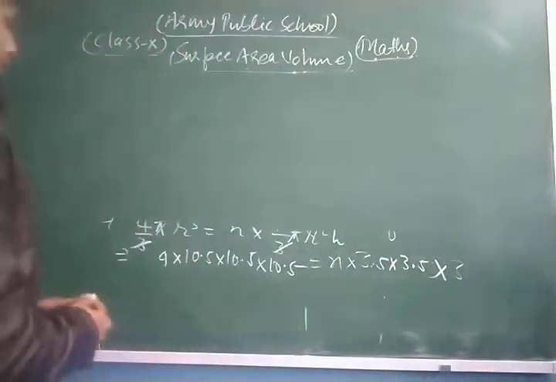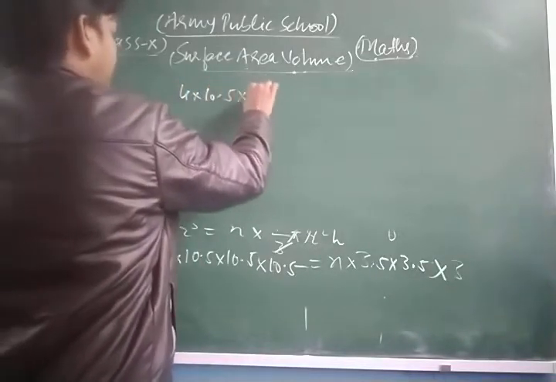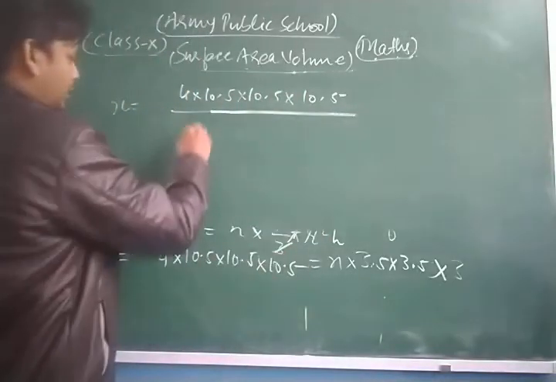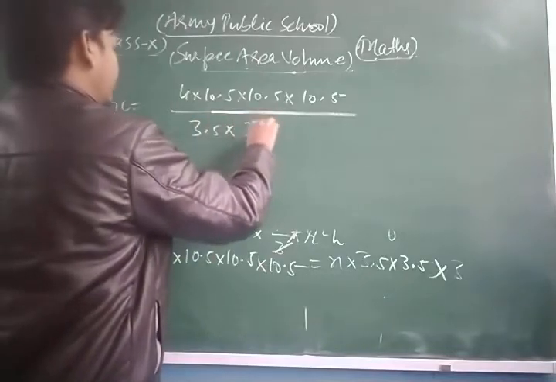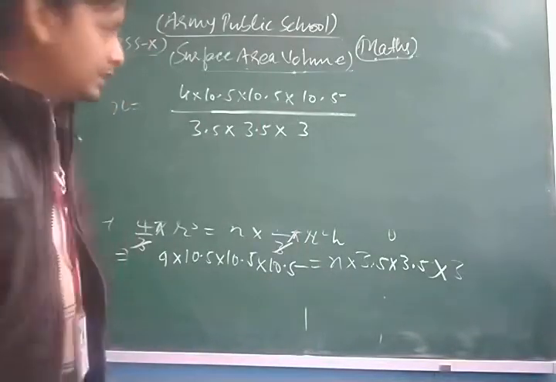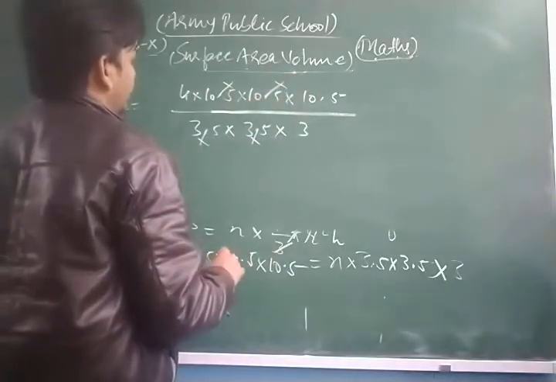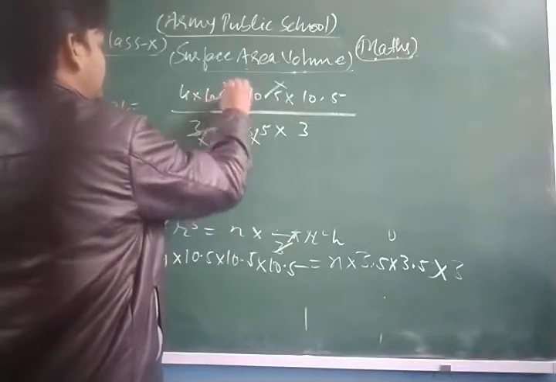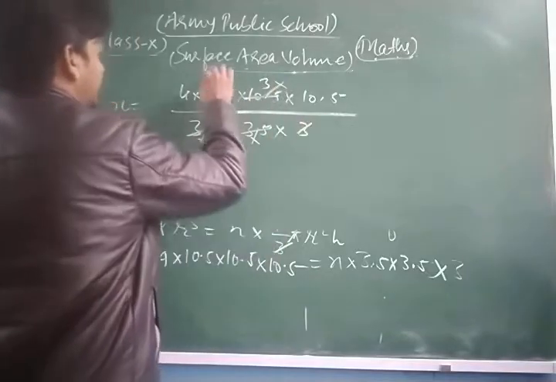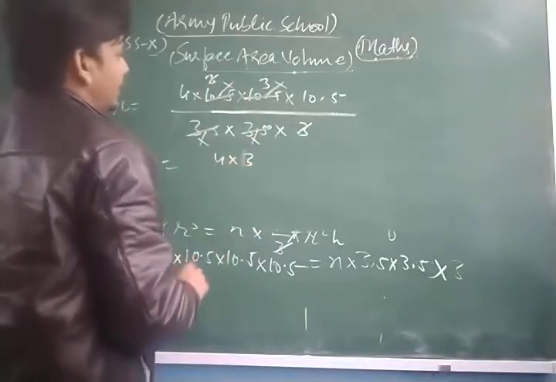Now dear friends, from there we get n is equal to 4 into 10.5 into 10.5 into 10.5 divided by 3.5 into 3.5 into 3. Now we simplify them and get our result. The decimals cancel each other, this one also cancels, then the 3 times cancel, and now 1 and 3 cancel each other. So we get 4 into 3 into 10.5.